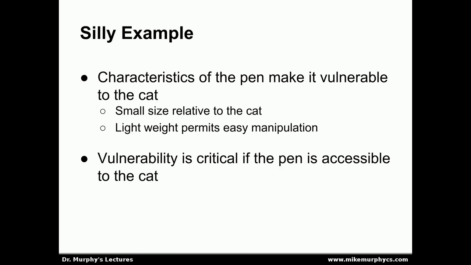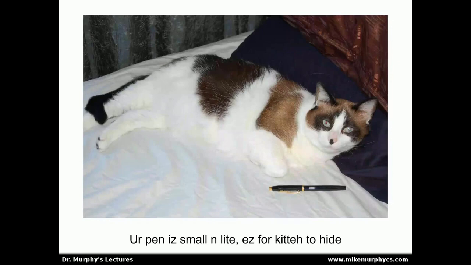If the cat is able to reach the pen, grab the pen, kick it off a table, and start batting it around the floor, then that becomes a critical vulnerability because the pen is just sitting there, it's readily accessible, the cat can take it and turn it into a toy. So you can see here we have the pen, and the pen is not very large, not very heavy compared to the cat, and so it's actually the small size of this object relative to the cat that enables the cat to threaten it.